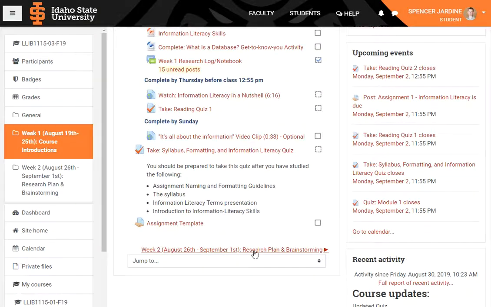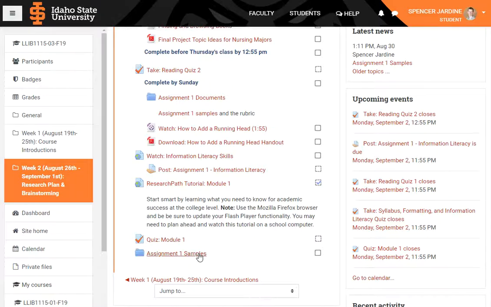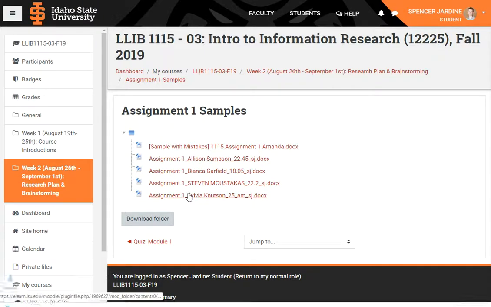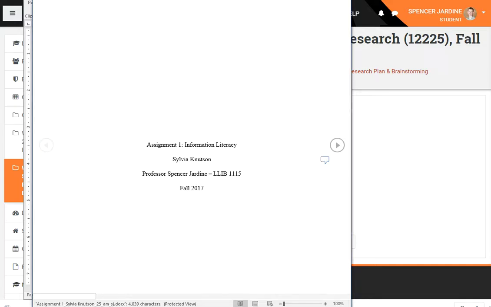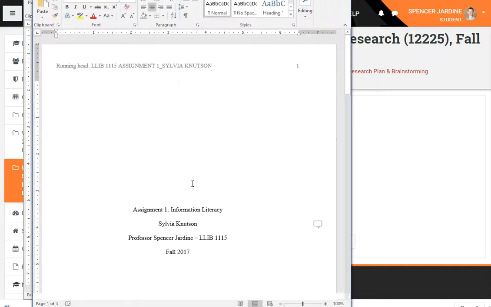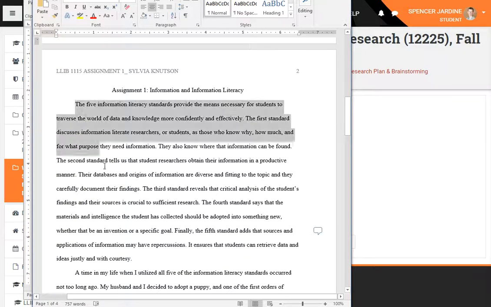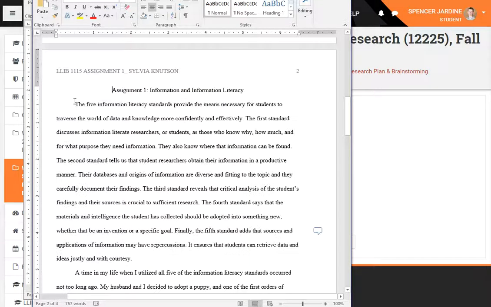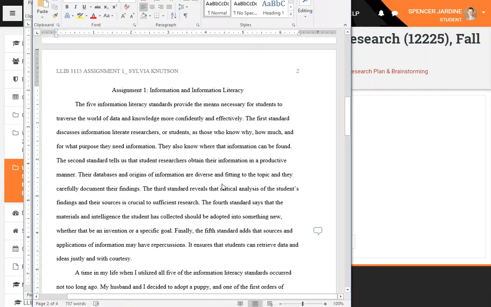Oh, in week 2, at the very bottom is another folder, and it's got some sample assignments. I think you may have seen that email from students. This is one that I thought was pretty good. I changed the name of the student. This isn't the name of a real student I had in my class, but you can see how they paraphrased the 5 information literacy standards. You don't have to be so lengthy. I think you can do it in a more concise manner, but it's up to you.